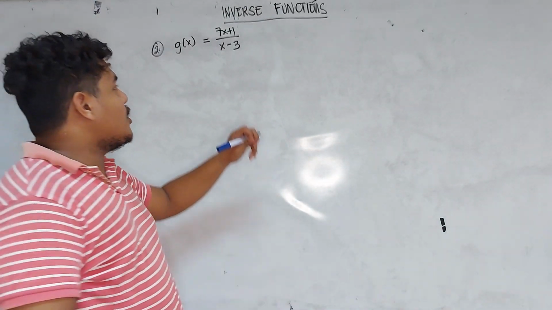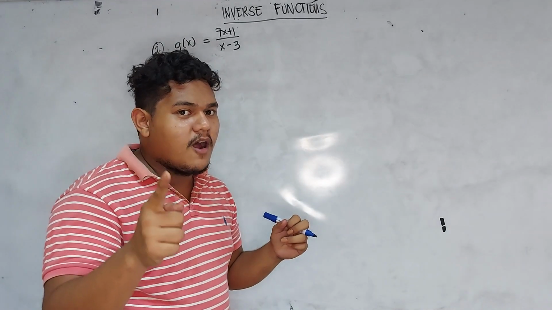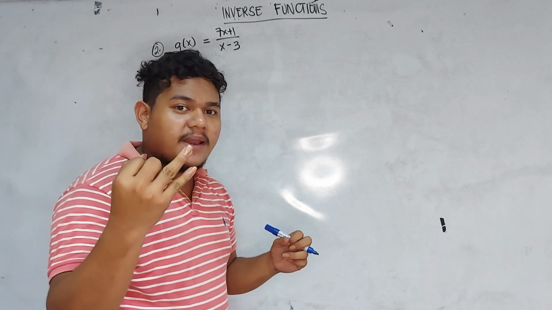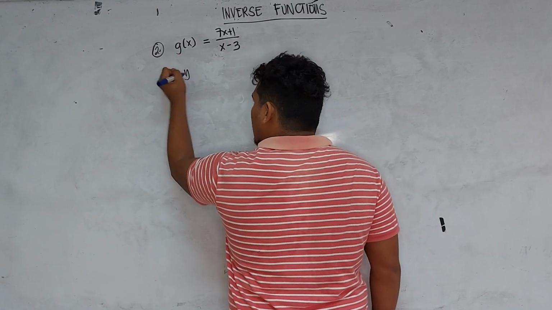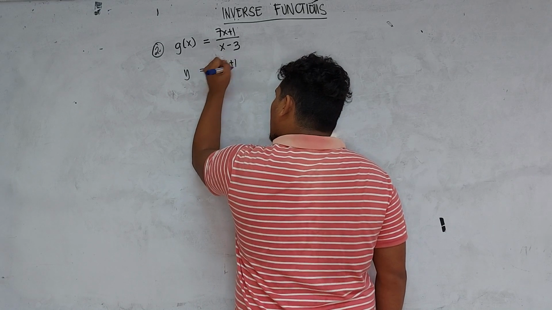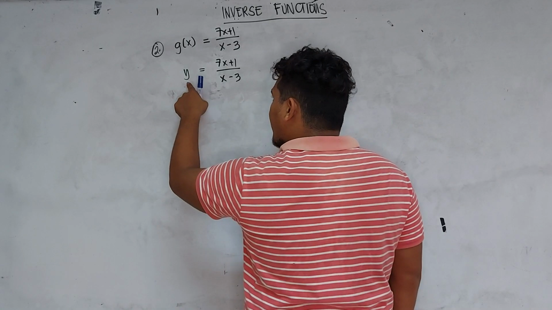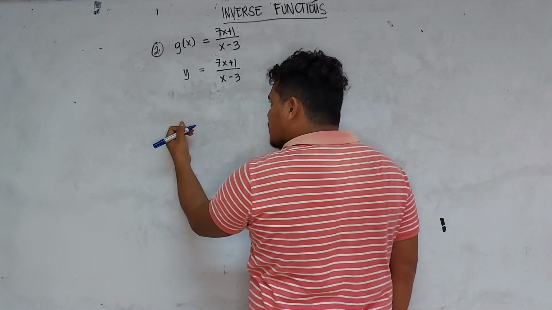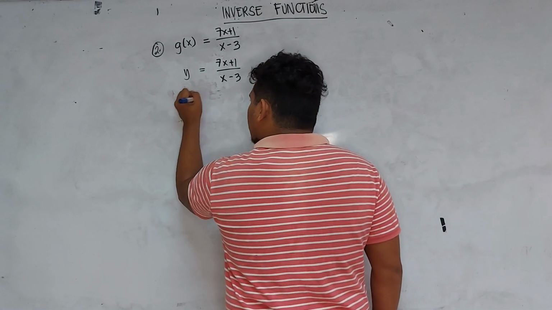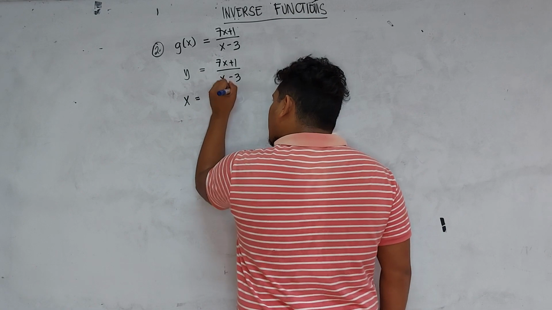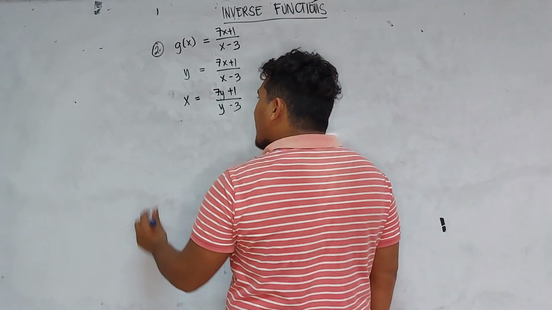Okay, let's continue. Well, how do you find the inverse of this function? Okay, RRF. Rewrite, replace, find. Rewrite. G of x, we write this into y equals 7x plus 1 over x minus 3. Second step, replace. Replace y to x and x to y or interchange. RRF. This becomes x equals 7y plus 1 over y minus 3. Third step, find y in terms of x.